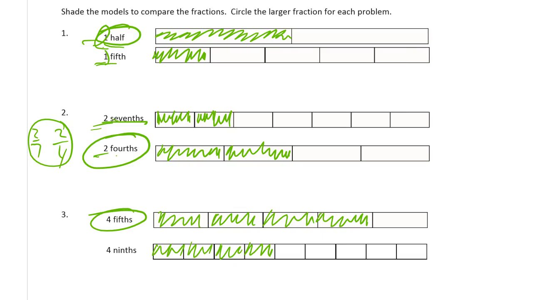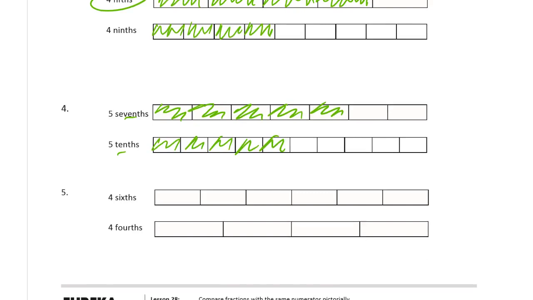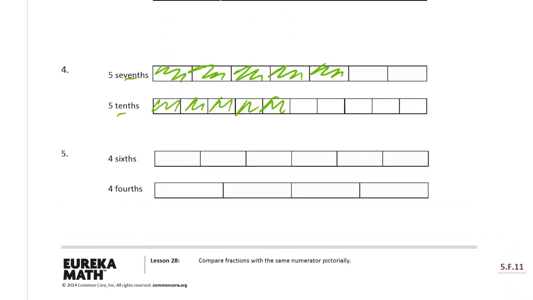And we're looking at sevenths and fourths, and as long as you have two of them for both, then 2/4 is going to be bigger than 2/7, because 1/4 is bigger than 1/7. And we're talking about fifths and ninths. Well, of course, 4/5 is going to be bigger than 4/9, because 1/5 is bigger than 1/9. And sevenths are larger than tenths. So 5/7 are larger than 5/10.